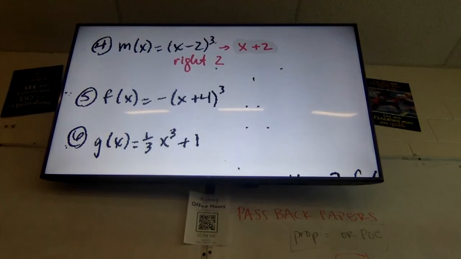What about 5? I've got 2 things going on here. What does that negative do? Flips over what? X-axis. Good. Which variable is that? Negative y. Good. My y's go negative.